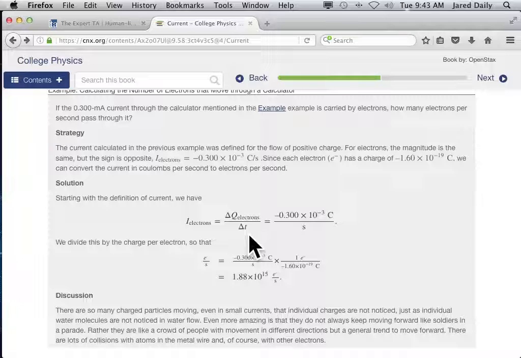Well, how many electrons is that? Remember, there are negative 1.6 times 10 to the minus 19 coulombs per electron. So we're just going to convert this current into electrons per second instead of coulombs per second. We do that by dividing by the negative 1.6 times 10 to the minus 19 coulombs. And we end up with 1.88 times 10 to the 15 electrons per second. It's a lot of electrons for such a small current, right? It's a huge amount of electrons.